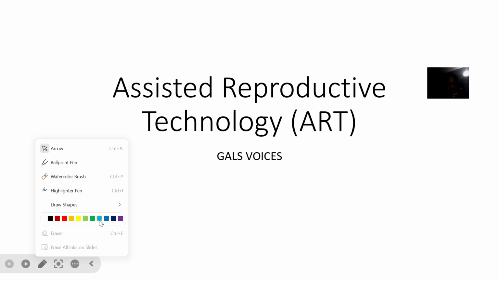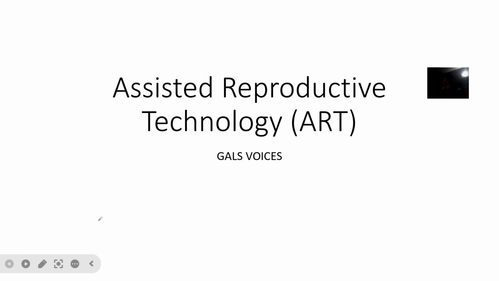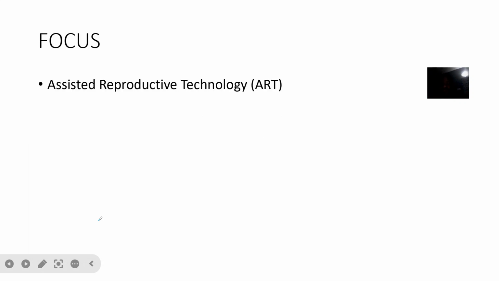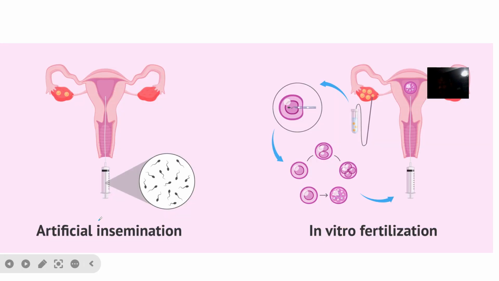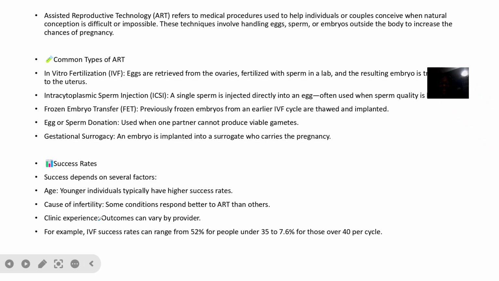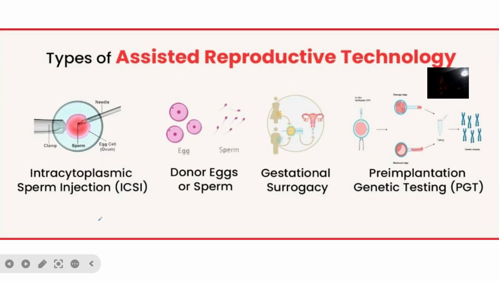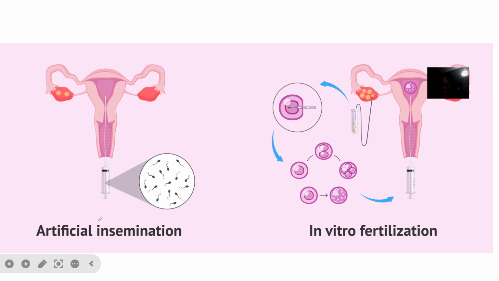So having spoken about assisted reproductive technology, we just want to move into what we spoke about, infertility, right? So we said that one of the ways of tackling infertility is using assisted reproductive technology. So we look at this assisted reproductive technology, and we look at the various types you have and the applications of this assisted reproductive technology.